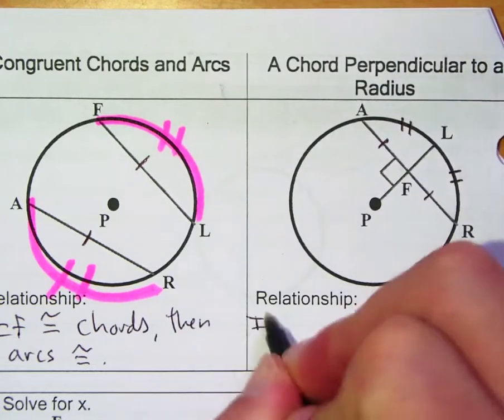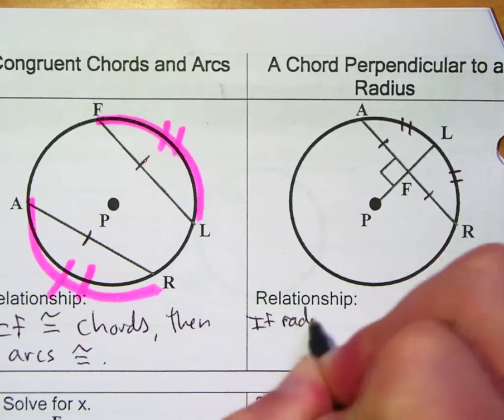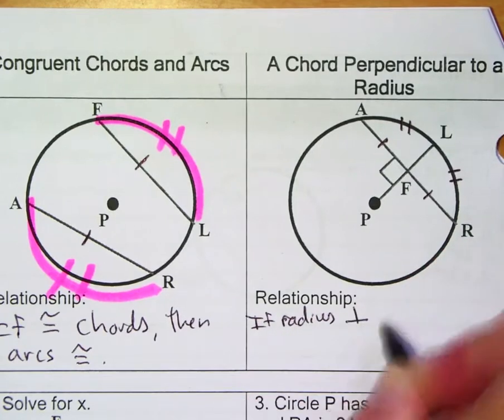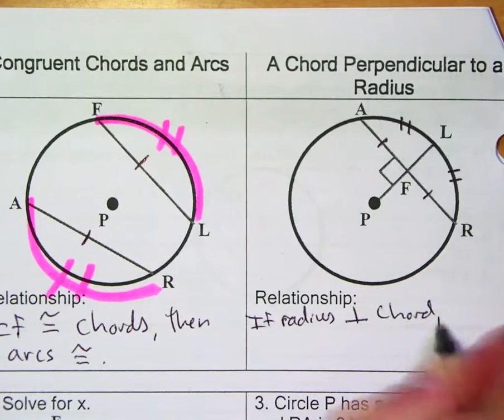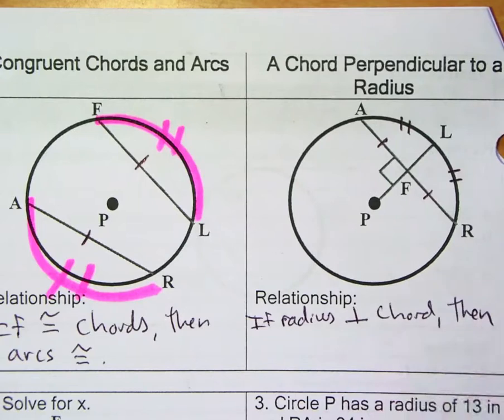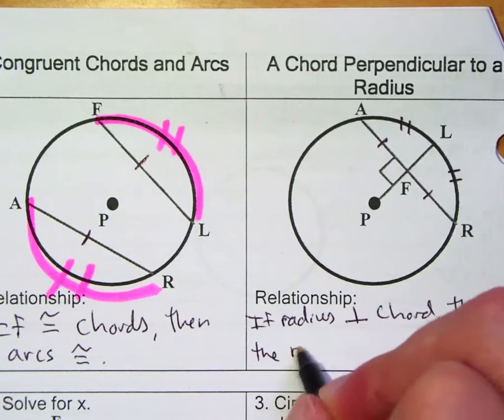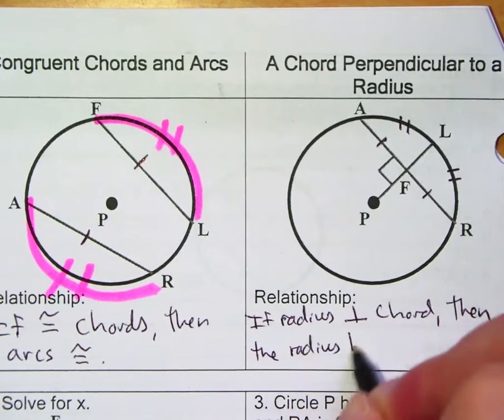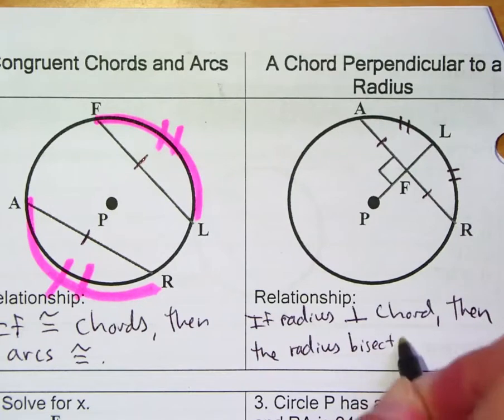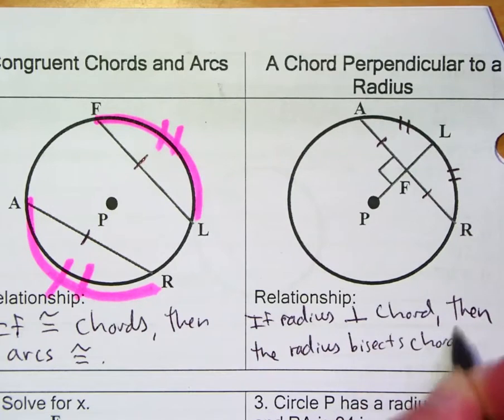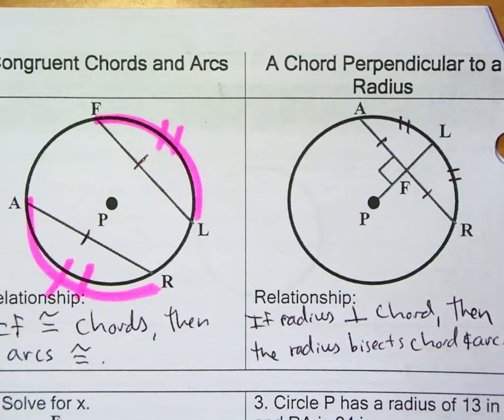It also happens to bisect this arc over here. So if the radius is perpendicular to a chord, then the radius bisects the chord and arc. We'll be able to play around with this later on.